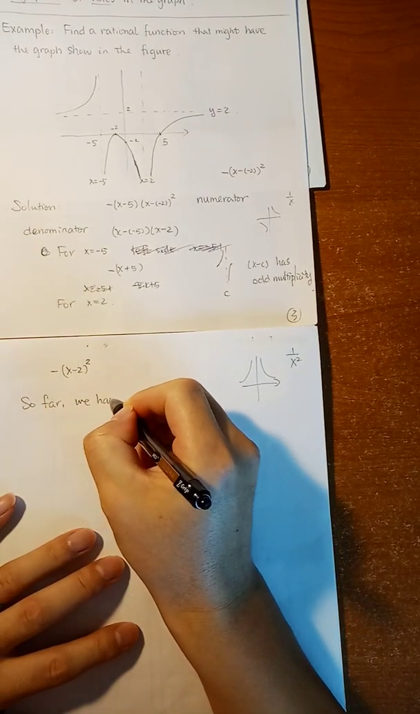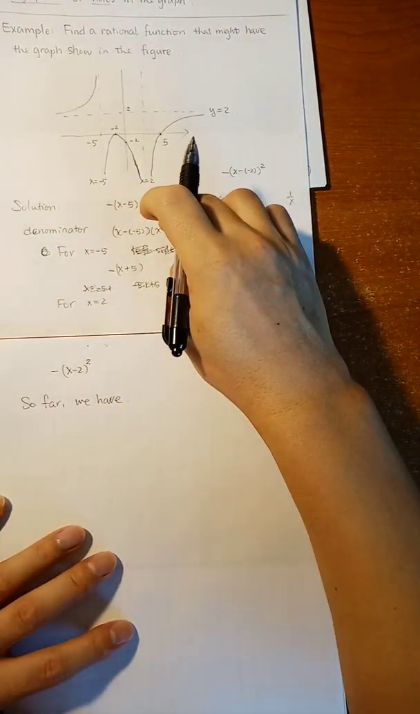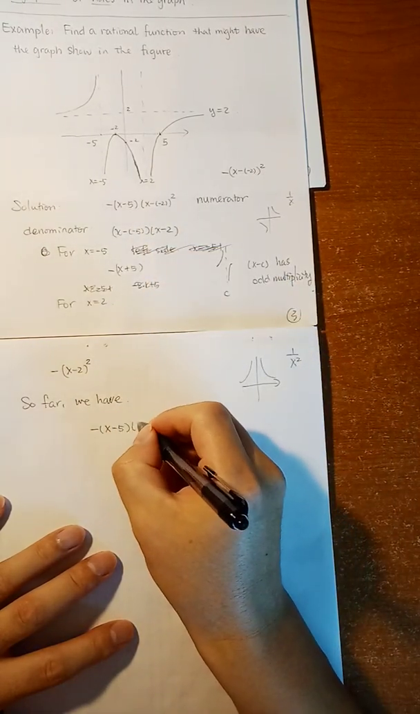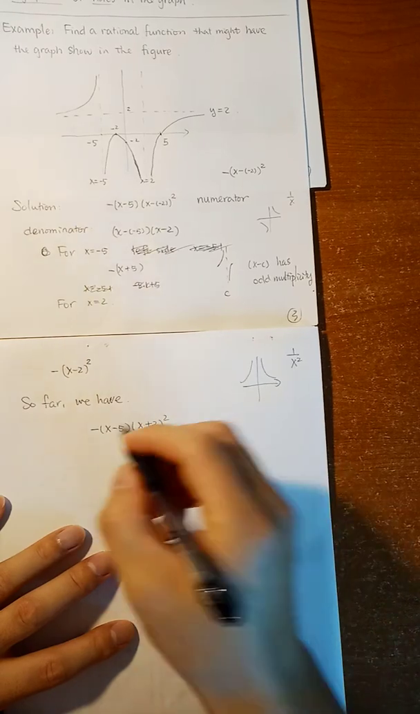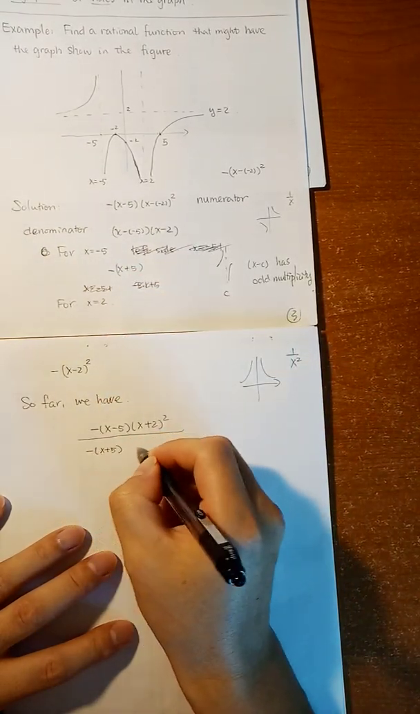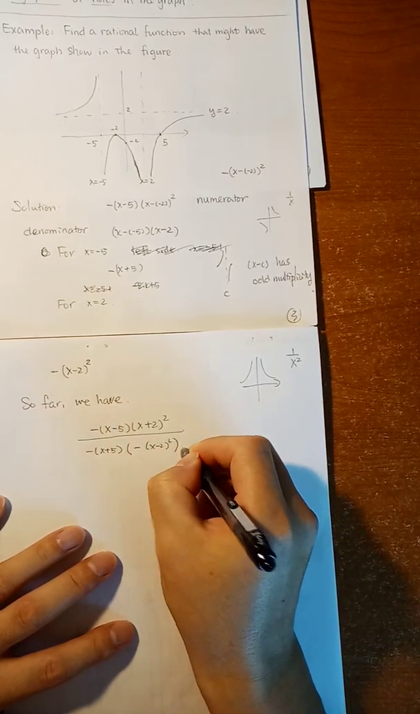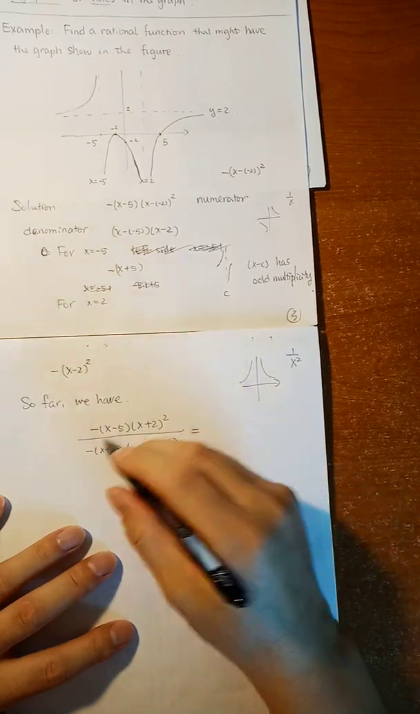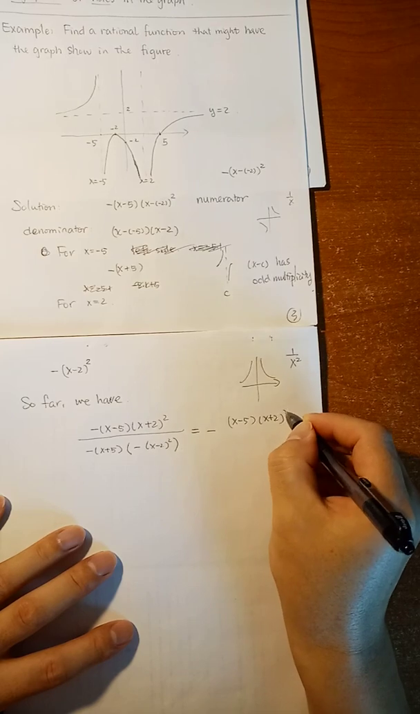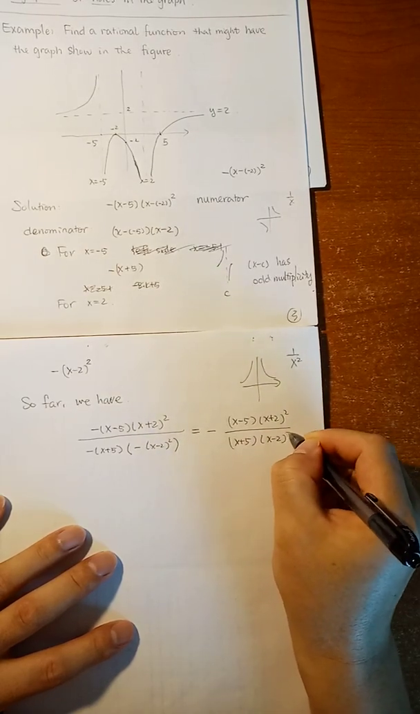we have what? We have a numerator. Where's the numerator? Numerator is here: negative x minus 5 times x plus 2 squared. And the denominator, you have a negative x plus 5 times negative x minus 2 squared. So cancel them, you get a negative x minus 5 times x plus 2 times x plus 5 times x minus 2 squared.